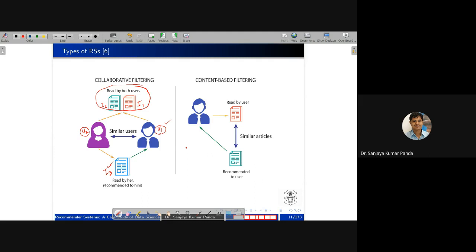Here primarily we focus on the user, but we are not focusing on the item. We give more focus on the user part, not on the item part.